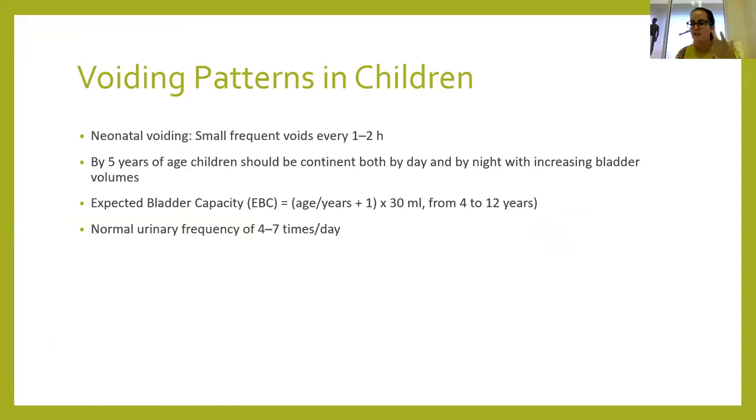With regards to wees, with neonates you're going every 1 to 2 hours. That's why at the beginning, when you have a little baba, they're going through so many nappies. By 5 years of age, they should be continent both day and night with increasing bladder volumes. Your expected bladder capacity you can work out in the following way, and going 4 to 7 times a day is normal, and that's with a complete empty. So not just your child doing a little wee now and again, you want that full emptying of the bladder.